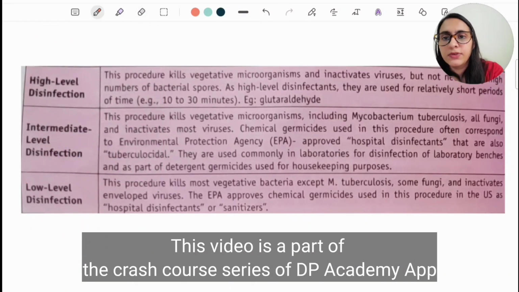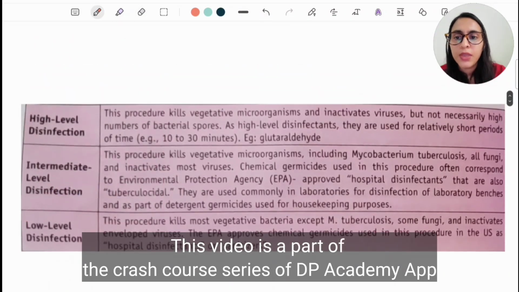What is low level disinfection? What is intermediate level disinfection? High level disinfection kills the vegetative microorganisms, it inactivates the viruses, but not necessarily a high number of spores. Though high level disinfectants are used for a relatively short period of time, for example, glutaraldehyde.